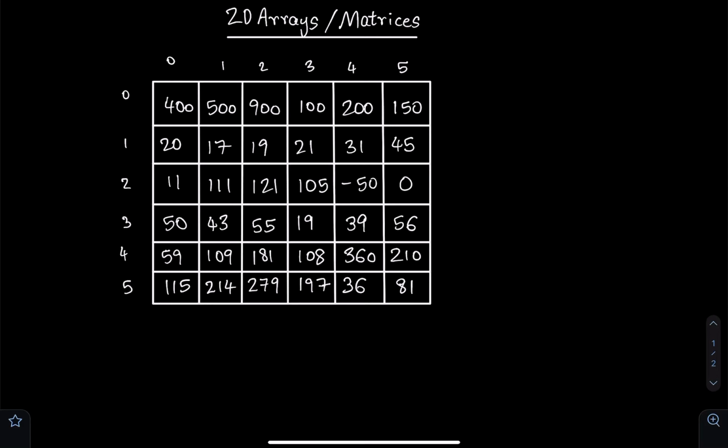So what are 2D arrays? 2D arrays are nothing but an array of arrays. So let's look at the example here. So we have an array of arrays.